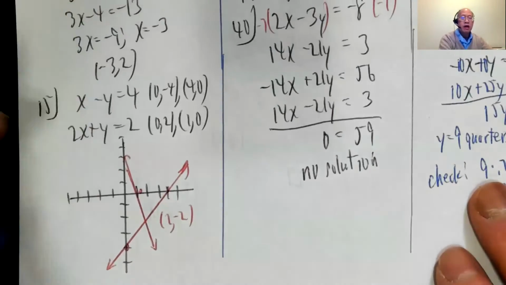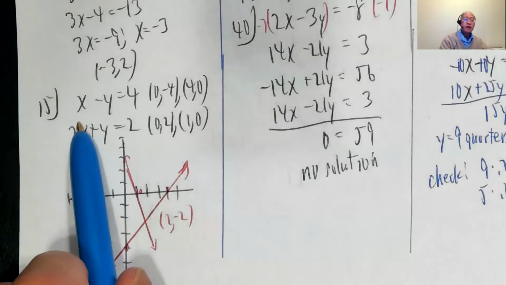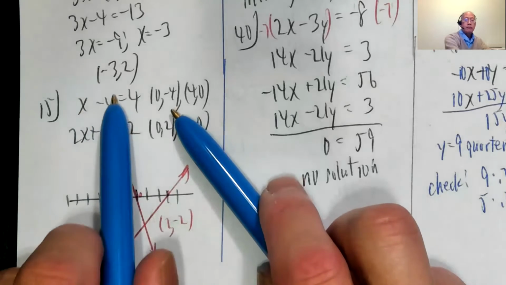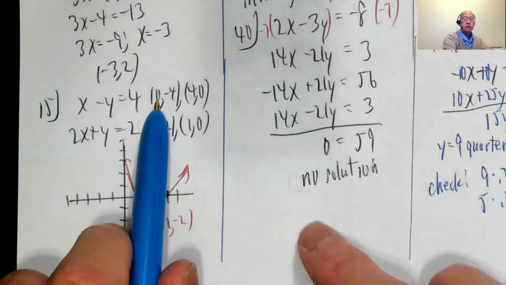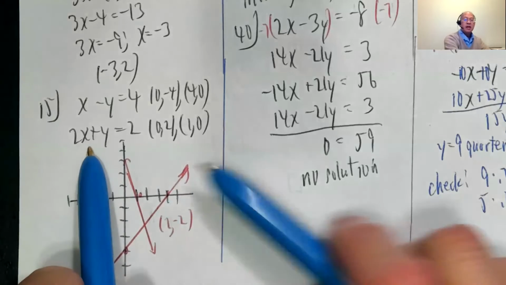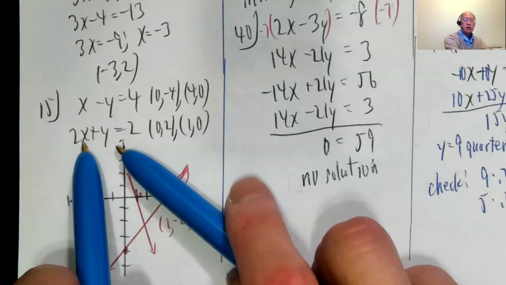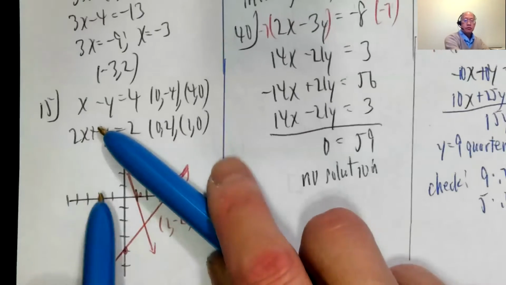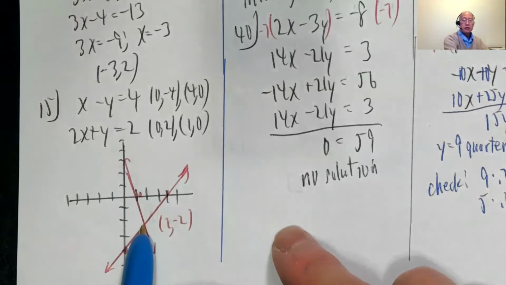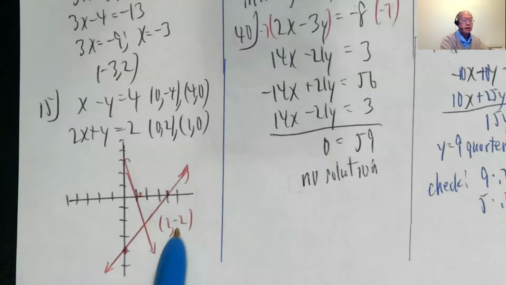15, we're supposed to solve by graphing. So I'll graph by picking intercepts. For this top equation, when x is 0, y is negative 4. And when y is 0, x is 4. So (0, negative 4), (4, 0), connect them. This line, when x is 0, y is 2. When y is 0, x is 1. So (0, 2) and (1, 0), connect them right here. This is where they touch. They touch at the point (2, negative 2).